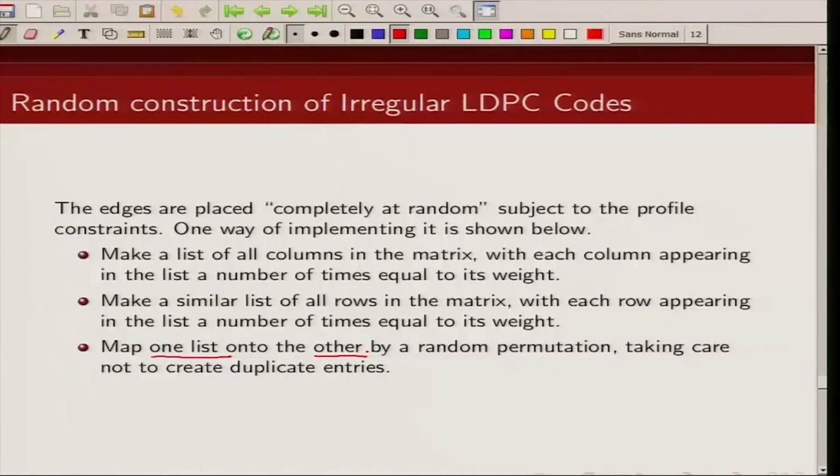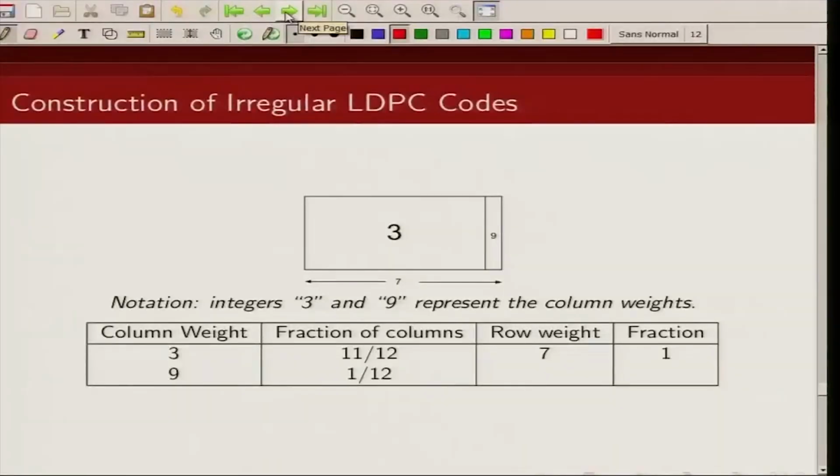So, you just create a link from the list of columns to the list of rows, and this way you can construct an irregular LDPC code which will satisfy the degree distribution profile. We can also use random permutation matrices to generate our irregular LDPC code. Again, we are going for very simple construction. So, we will go with McKay's construction.